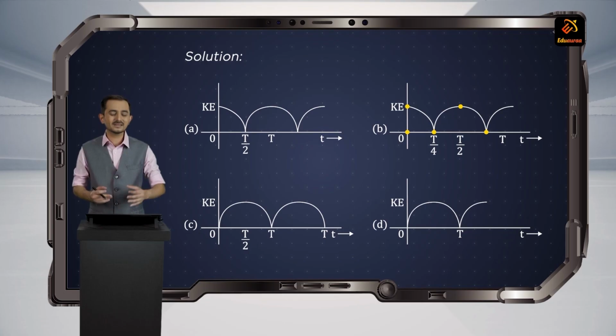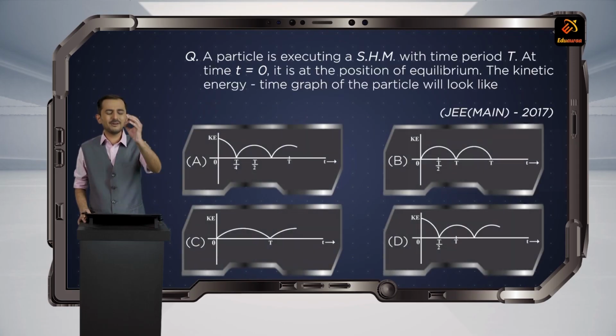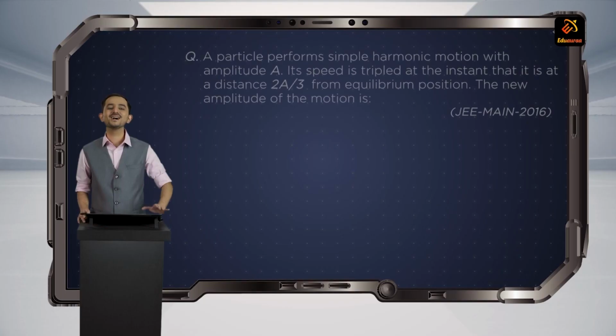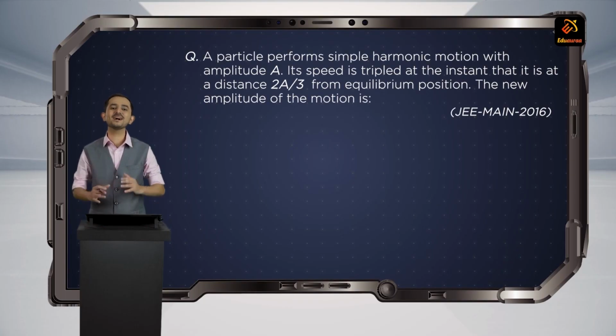That is the reason, students, I told you that the given graph should be a square cosine function, and that's why with confidence now we can say that the answer is option B. Next MCQ, students. A particle performs simple harmonic motion with amplitude A.